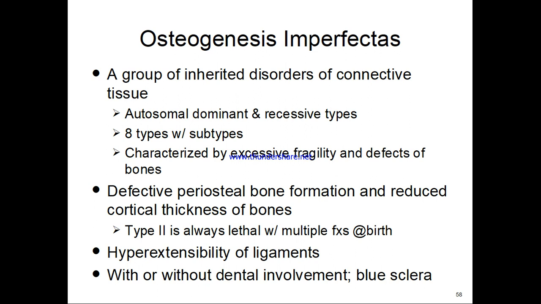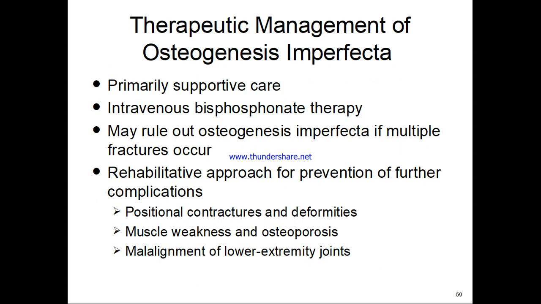These patients also have hyperextensibility of their ligaments, so oftentimes a lot of joint laxity, they're double jointed as the term goes. And then these can be with or without dental involvement depending on which type it is, and with or without a blue tinged sclera of the eyes depending on which type they are. Therapeutic management of osteogenesis imperfecta is primarily supportive care. Intravenous bisphosphonate therapy has been found to help strengthen the bones of some of the types.